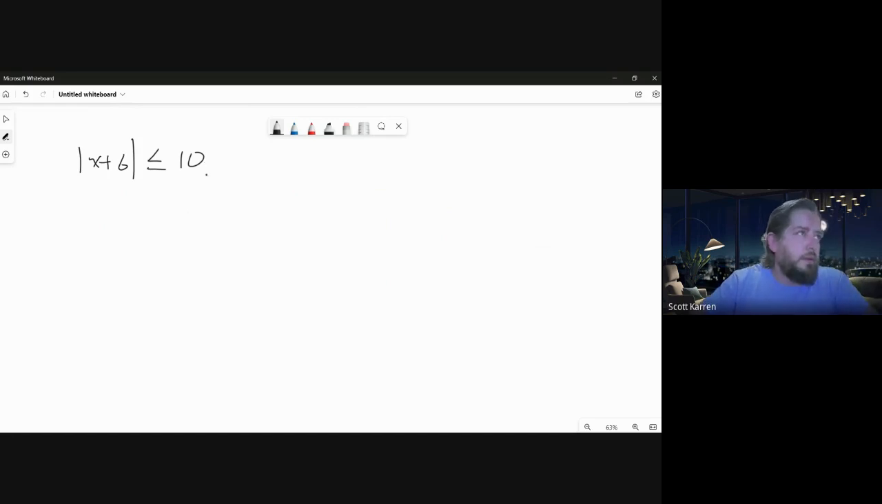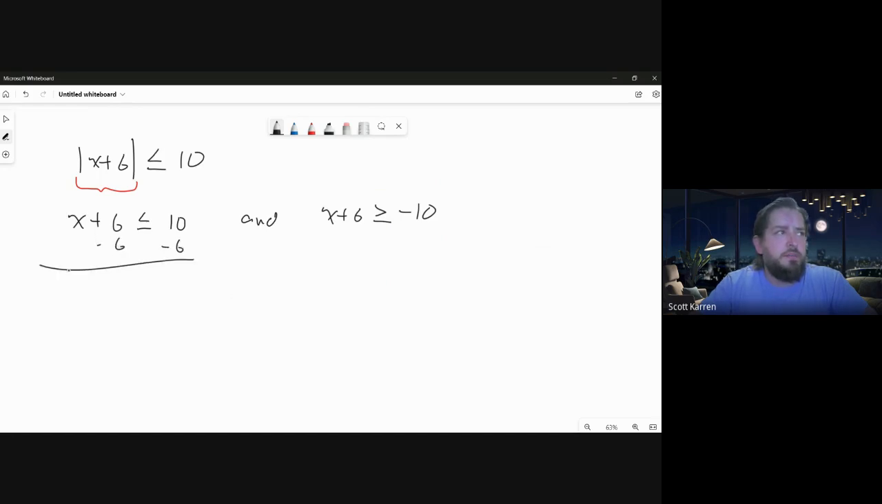So I've already got this isolated, right? It's the absolute value all by itself on the left-hand side of the inequality. So it breaks up immediately into two inequalities. x plus 6 is less than or equal to 10, but it also has to satisfy that x plus 6 is greater than or equal to negative 10. Again, I just subtract 6 to solve. This gives me x is less than or equal to 4, and minus 6 gives me x is greater than or equal to negative 16.